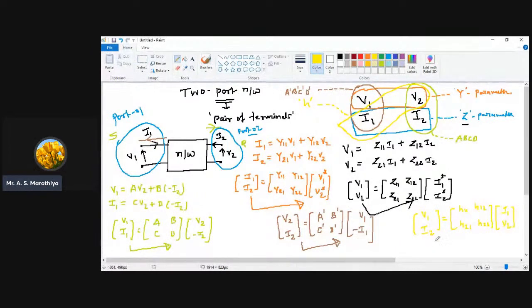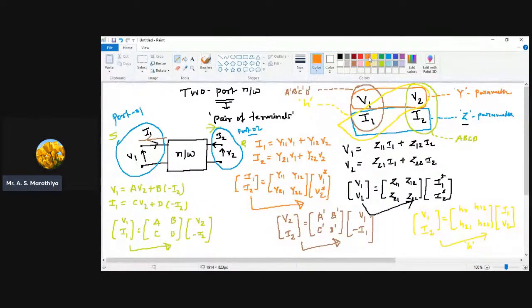Now see here, from this it is very clear that we are defining V1 I2 in terms of I1 and V2. So we have taken one parameter from port 1, another parameter from port 2. That's why this configuration is called hybrid parameter or H parameter.